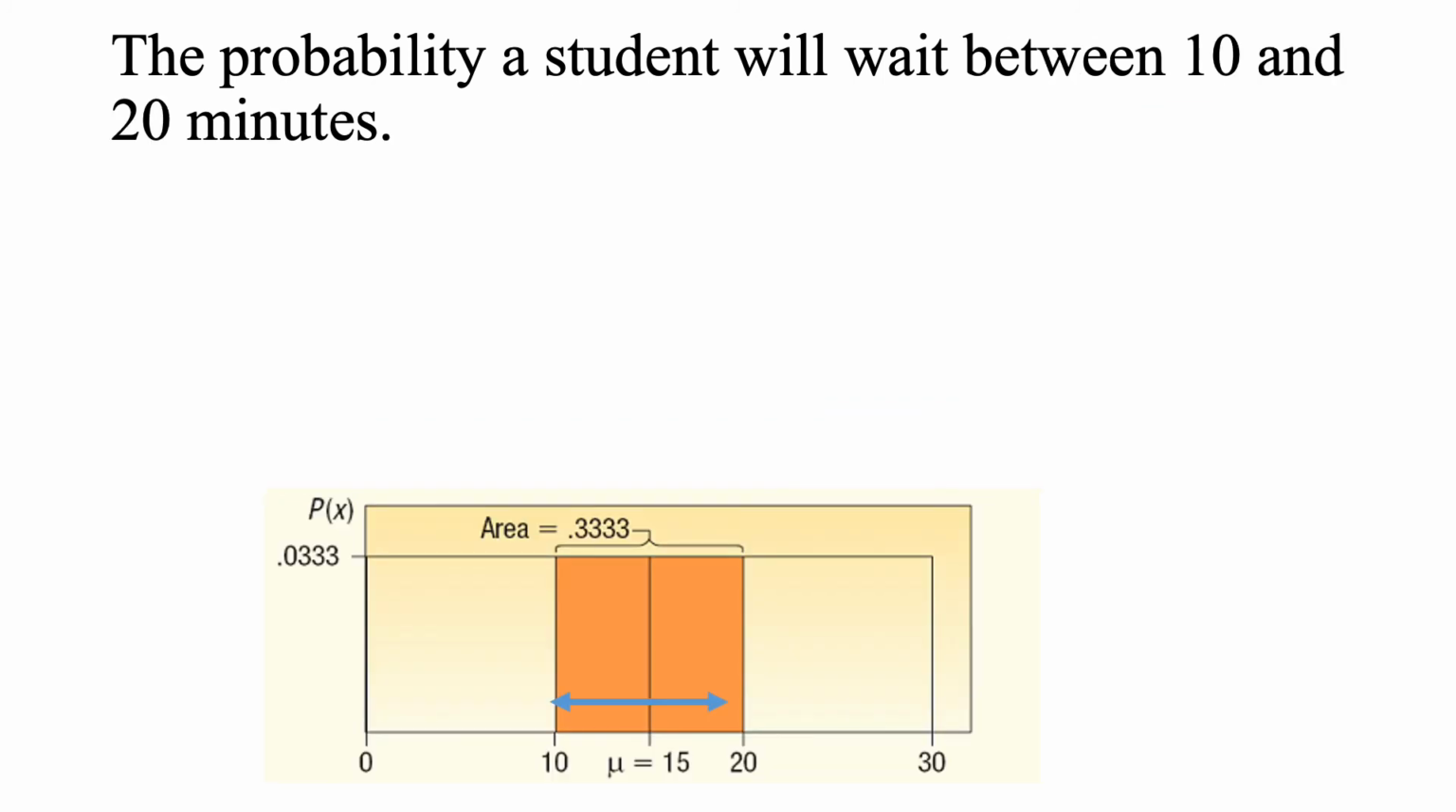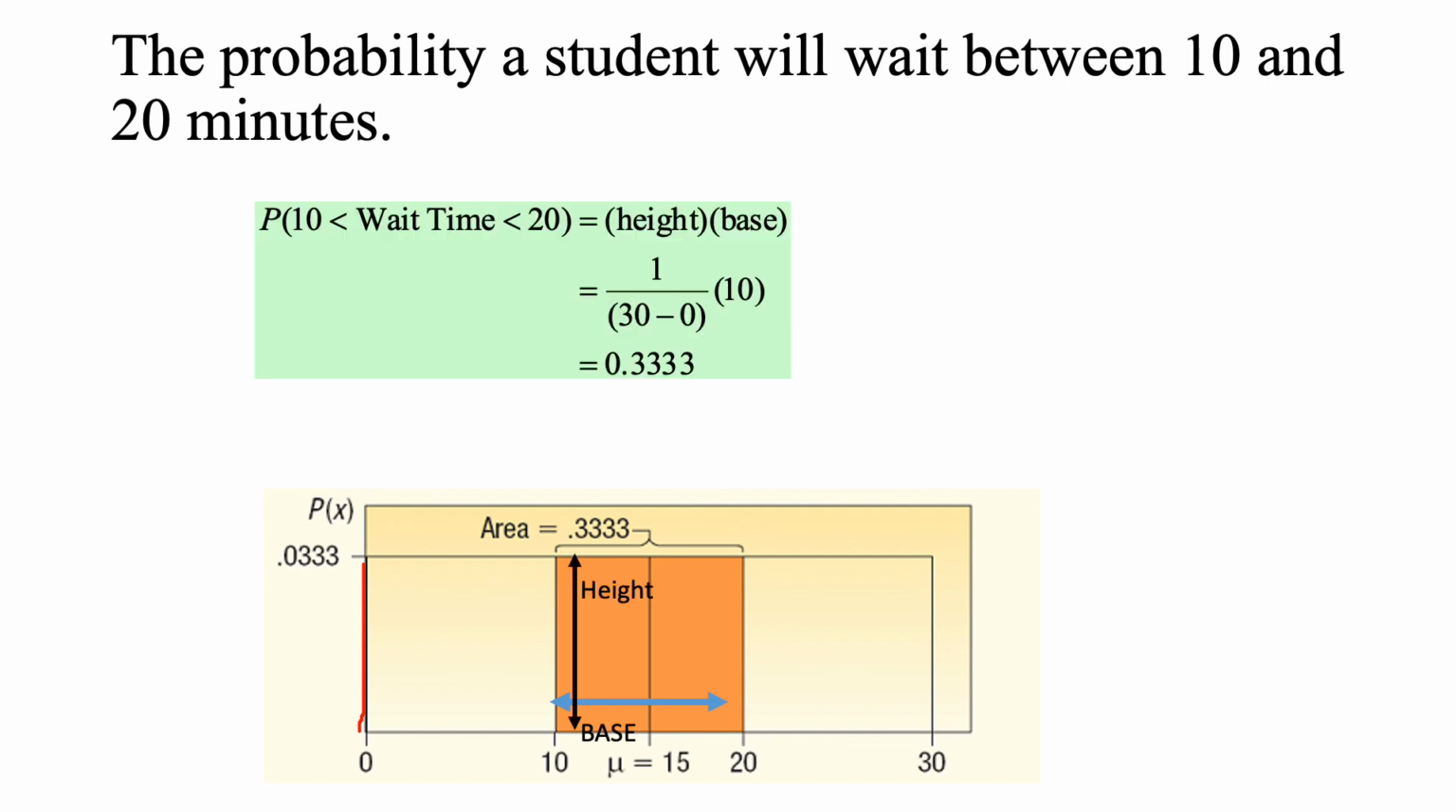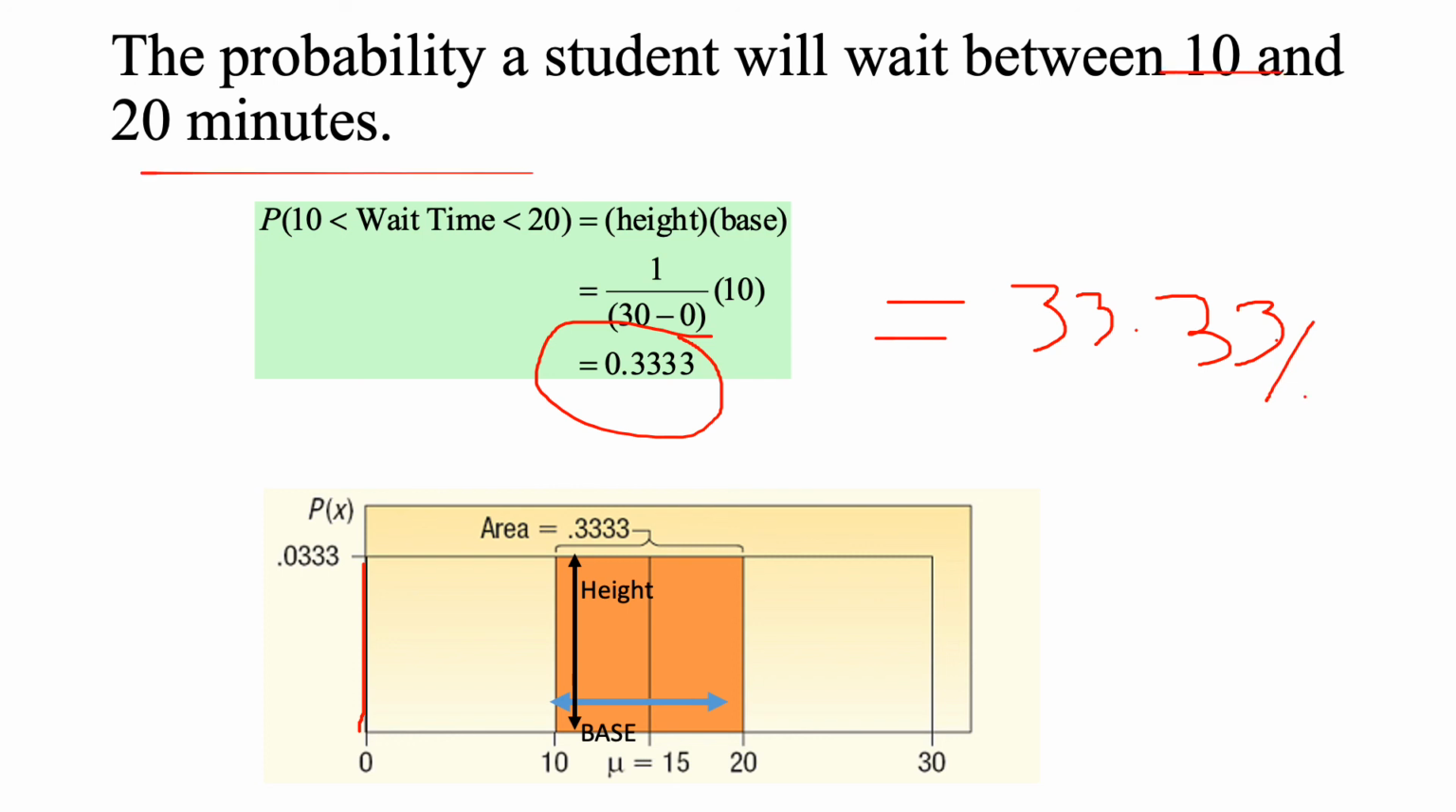Now, what is the probability a student will wait between 10 minutes and 20 minutes? Well, that probability is found again by starting to draw your picture. Your picture starts at 0, goes all the way to 30, and in this case, we're looking for the area between 10 and 20. What's the base? The base is 20 minus 10, or 10, times the height, which is 0.0333, and basically that gives us an area of 0.3333, or 33.33%. So the probability that a student waits between 10 minutes and 20 minutes is 33.33%.